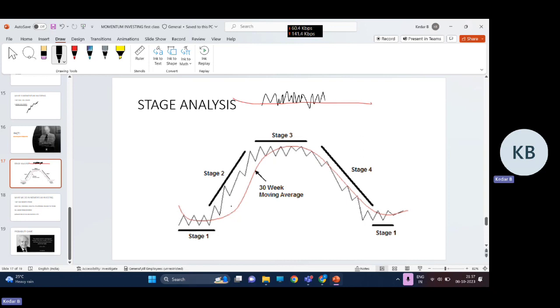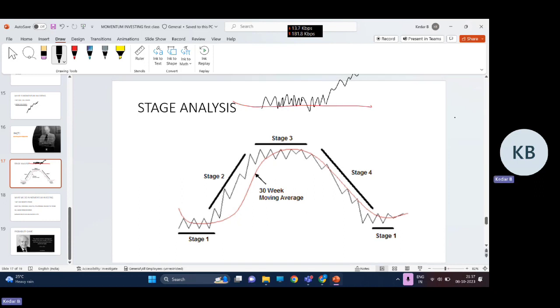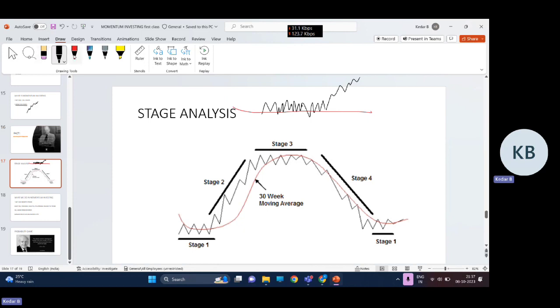When a stock enters stage two, it starts making higher highs and higher lows on the weekly time frame, and the slope of the 200 daily moving average starts to increase, pointing upwards. This indicates it has entered stage two. Momentum investors buy stocks early, when they enter early stage two, and we ride this whole huge rally.